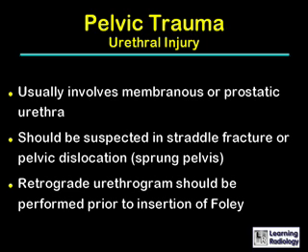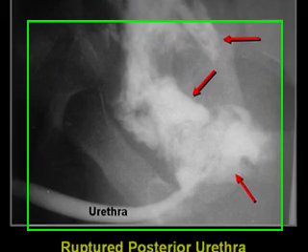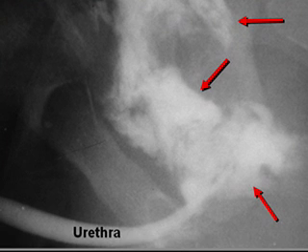Urethral injuries usually involve the posterior urethra, the membranous or the prostatic urethra. They should be suspected in straddle fractures or in pelvic dislocation, sprung pelvis. A retrograde urethrogram, a RUG, is usually performed prior to the insertion of a Foley catheter so as not to worsen the condition. This is an example of a rupture of the posterior urethra.